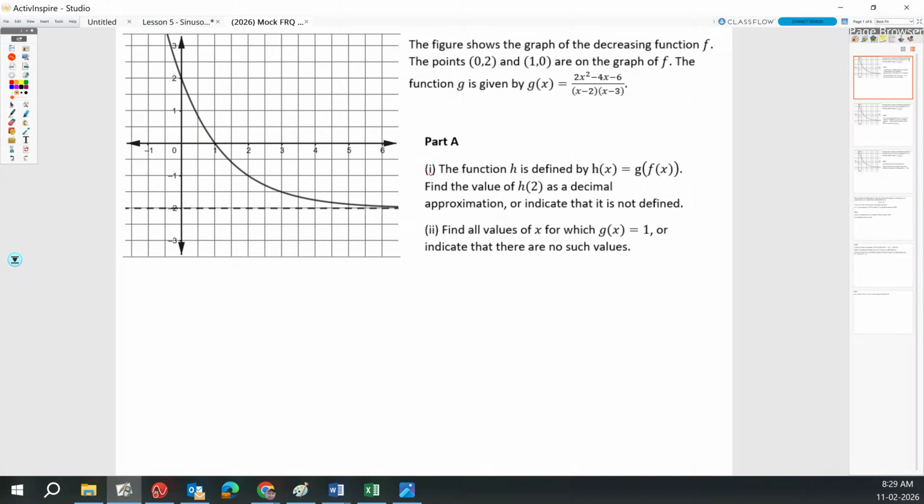So start off with the first part. We need to find g of f of x. So that's going to be g of f of 2. So here is 2, we go down to there, we come across to here, this is minus 1. So this means we need to find g of negative 1.